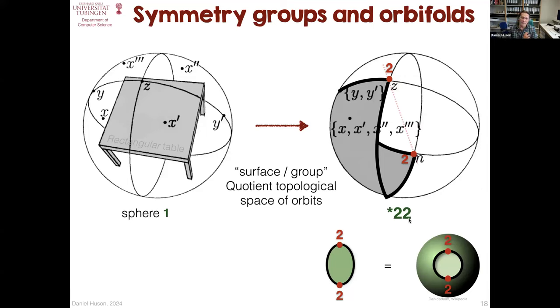So this describes that orbifold that you get by identifying points with respect to the symmetry group. And it also provides us with a name for the symmetry group. That's the orbifold name for this particular symmetry group, star 2, 2. There's one boundary component and there's two different corner points on it.